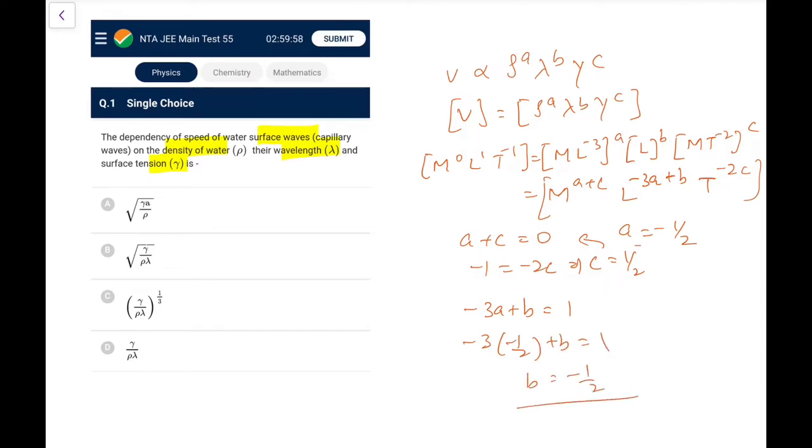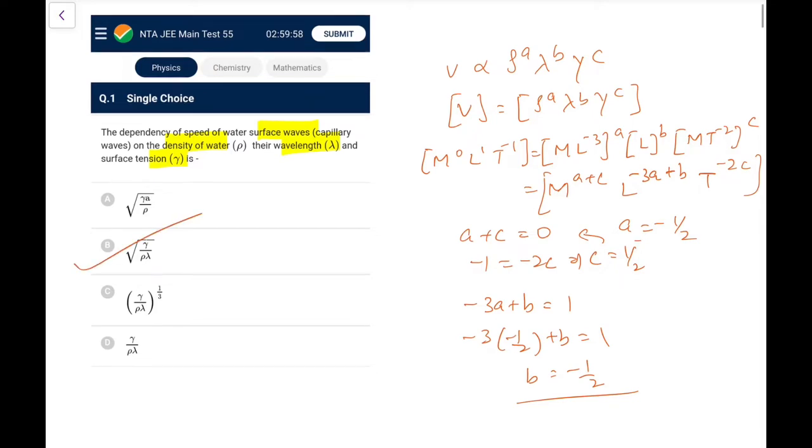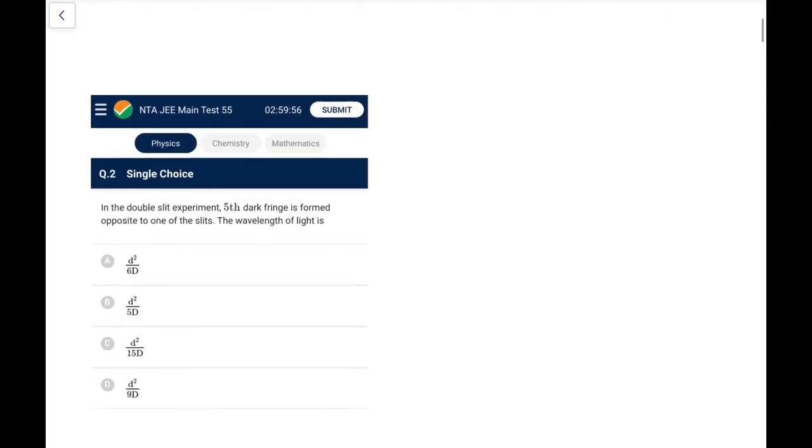So b and a are negative, so they would be root inverse. So rho and lambda will be in the root, in the reciprocal, so in the denominator, I should say, and gamma is in the numerator, so go for option B. Next, so this is based on your dimensional analysis.